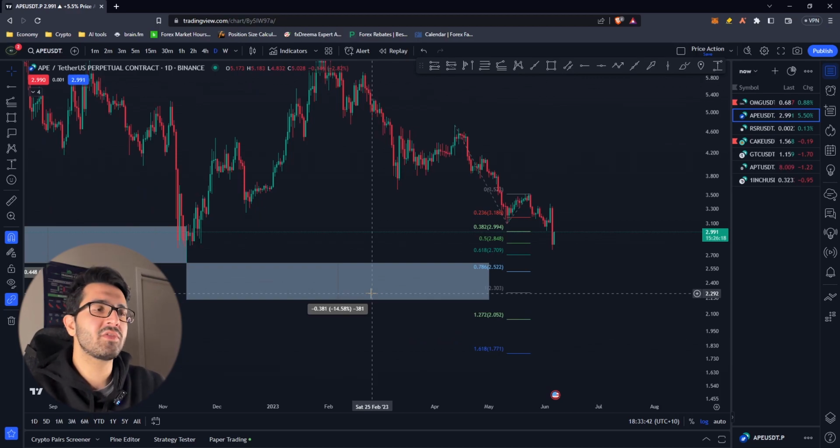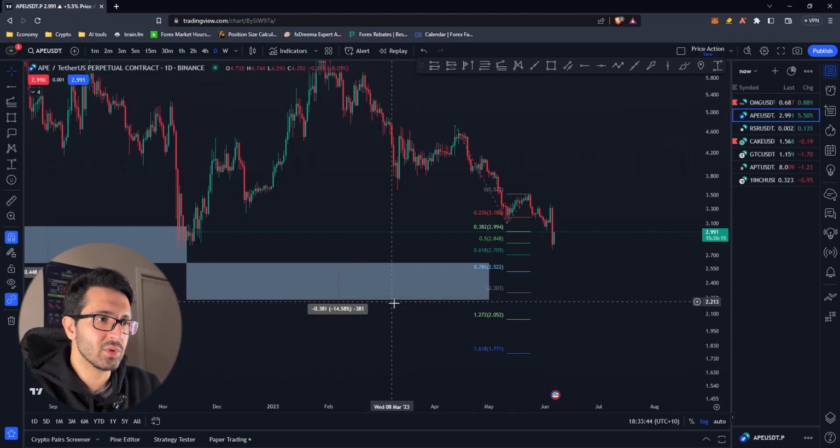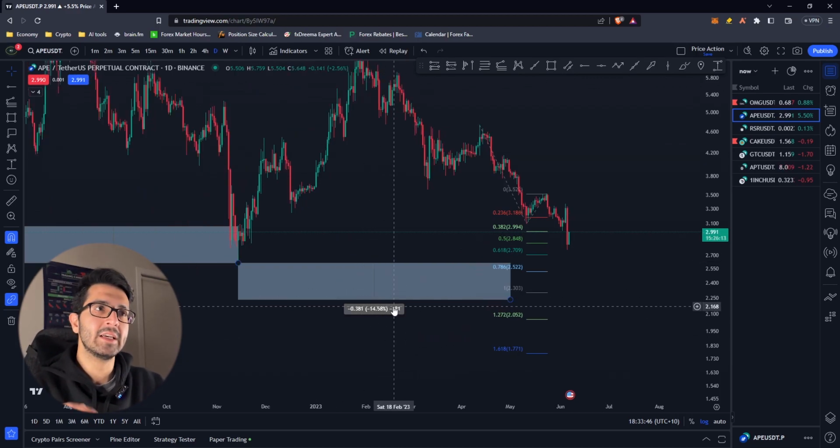But what if the price breaks below this 14-15%? What I suggest you do is this: if it breaks below this 15%, 14%, that means the sellers are still really strong, so I don't look for any buy position. So that's what I do.